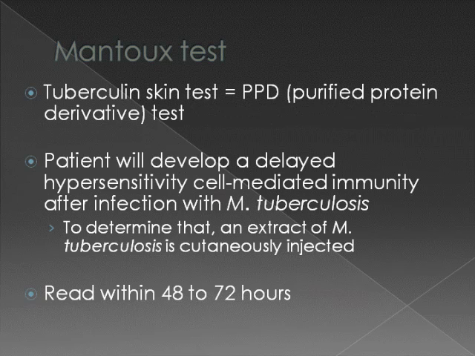All healthcare workers have to have a Mantoux test done at regular intervals. This is called a tuberculin skin test, or the PPD, you might hear it called. It stands for purified protein derivative. The theory behind it is that an extract of M. tuberculosis is cutaneously injected, and if patients have been exposed to TB before, they will develop a delayed hypersensitivity reaction. And so the extract is put into the skin, usually the lower arm, and 48 or 72 hours later, it needs to be read for that delayed hypersensitivity reaction.